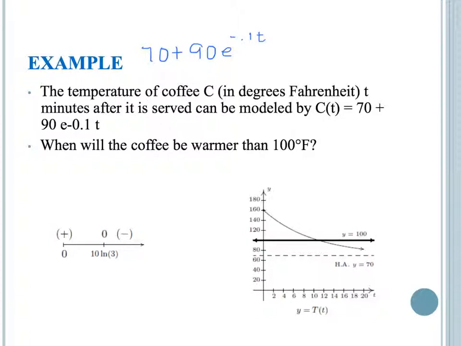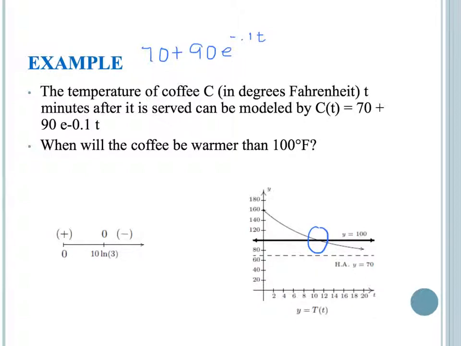So if you do all this work, we get a value of 10 ln 3. That would be the exact time. And if you look at this graph, we have an intersection here where we're looking at the 100-degree mark and our curve of our exponential equation, and our sign chart is helping us fill out when our graph is above the 100-degree mark and when it's below the 100-degree mark.